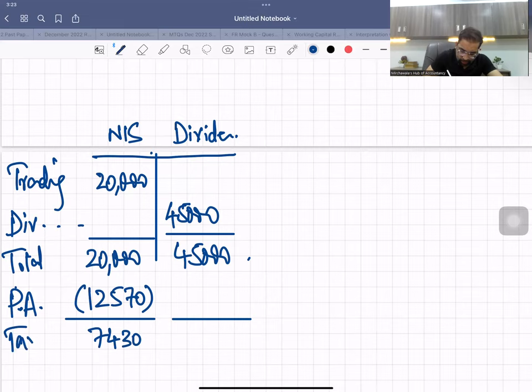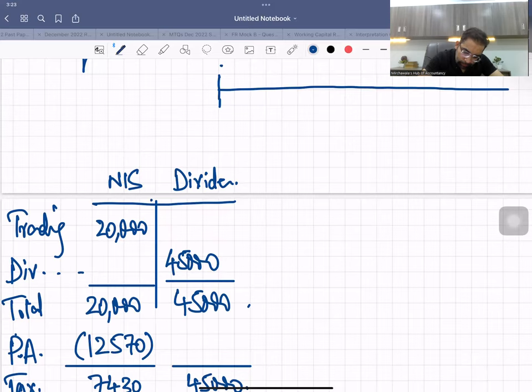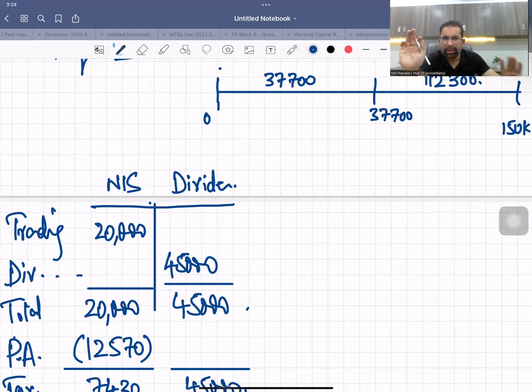Now let me make the bands for you. The bands are 0, 37,700, and this is 150k. The capacity of this band is 37,700. This is 112,300. Very simple.